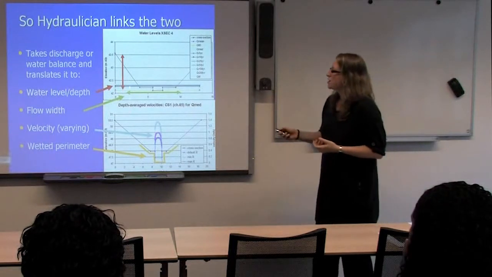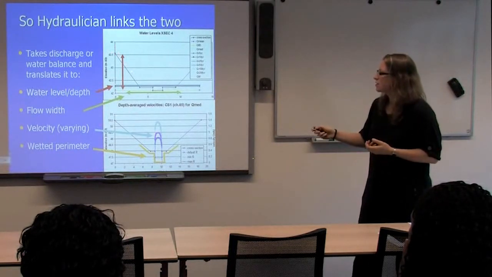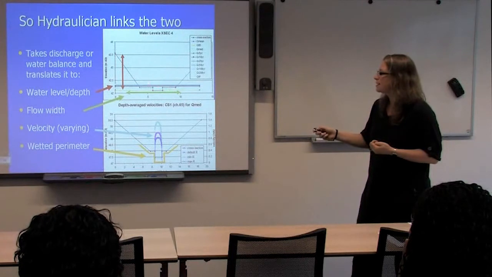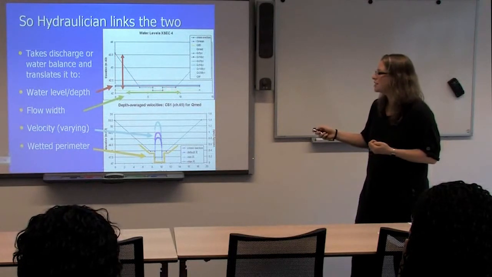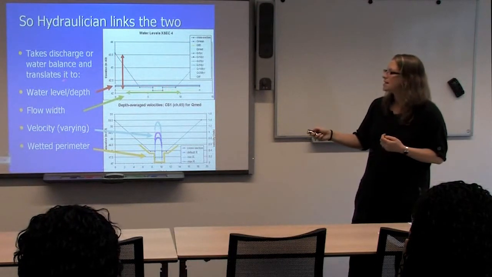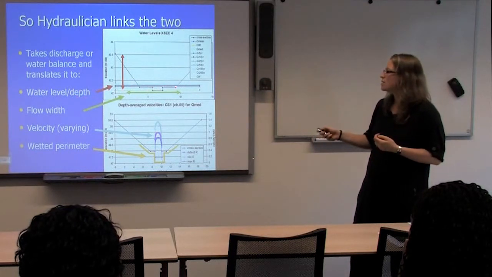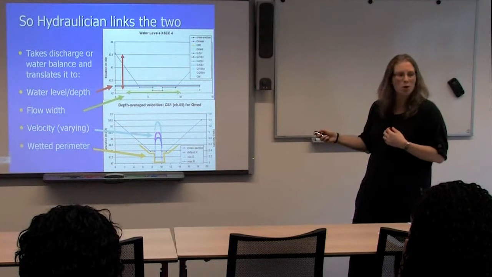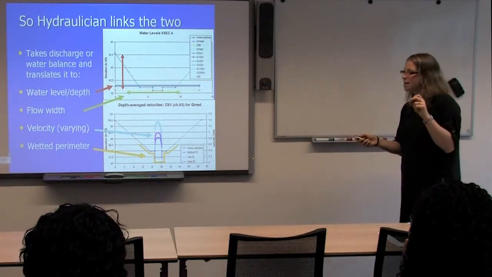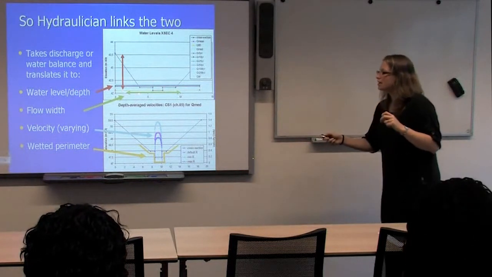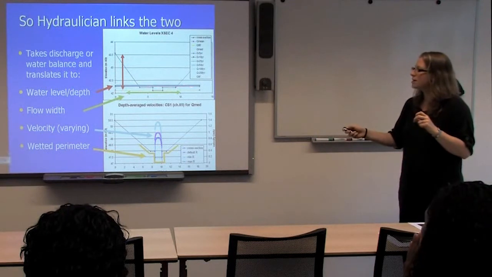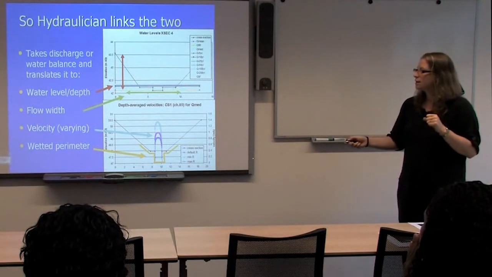So we can take the discharge, and here this is a two-stage cross-section. So there's your river down here, and the floodplains. These are very engineered obviously, but what it does is it takes the discharge and links it to water level or depth from the bottom, so a particular depth at a particular place, and the flow width, how wide that flow is across the channel.